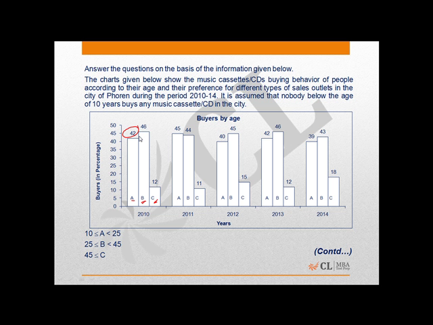In 2010, 42% of people who bought cassettes or CDs in the city of Foreign were from age group A, that is between 10 and 25, including 10 but excluding 25. 46% were from age group B and 12% were from age group C.